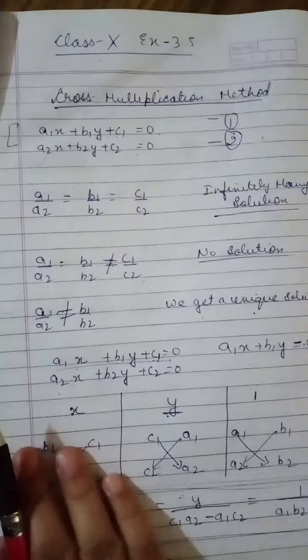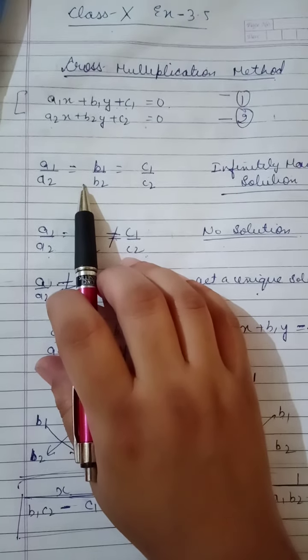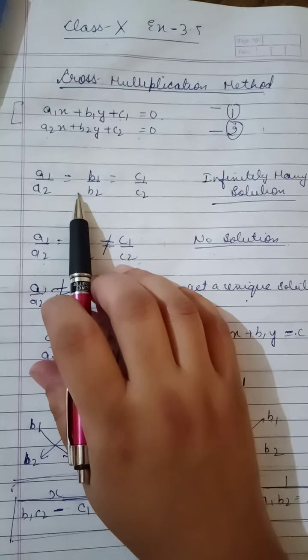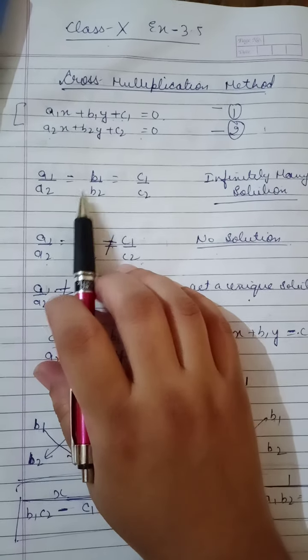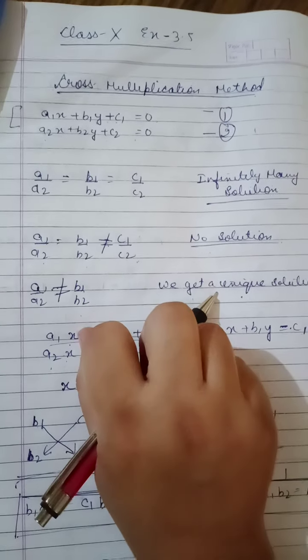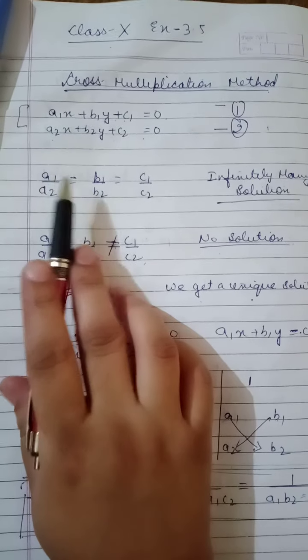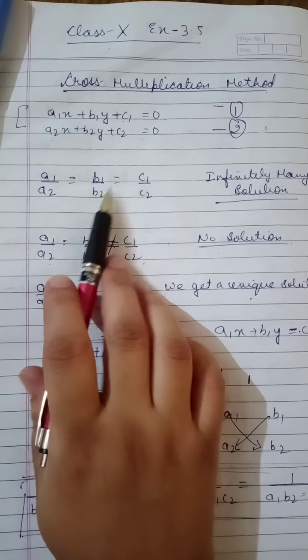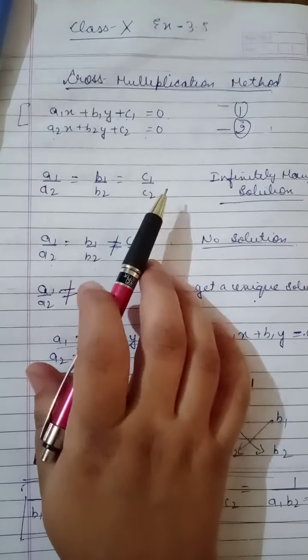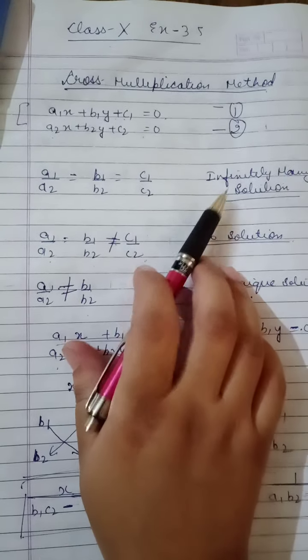exercises that on the basis of the ratios of the coefficients of the variables, we have identified whether the linear equations have infinitely many solutions, no solution or a unique solution. It means that if a1 by a2 is equal to b1 by b2 is equal to c1 by c2, then we have infinitely many solutions. The lines are coincident lines.